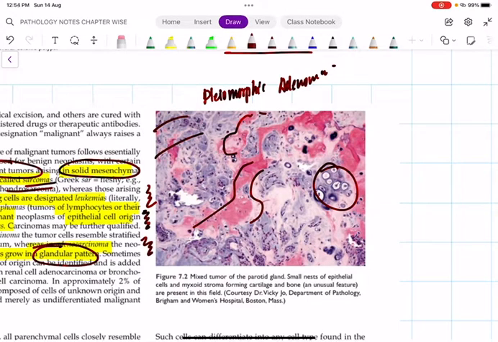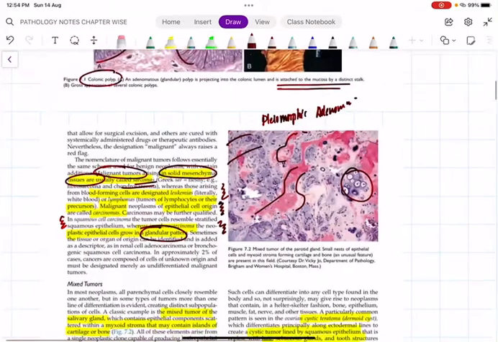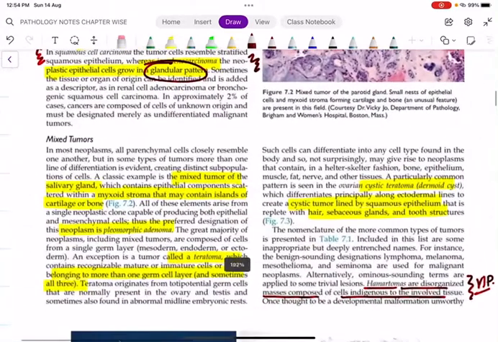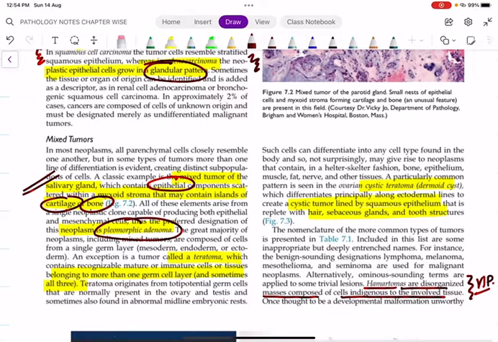It is also called a mixed tumor of the salivary gland. So the classical example of the mixed tumor is having a myxoid stroma. Myxoid stroma means it has an epithelial component. It may have cartilage or bone. It may also have a fibroblastic component. So that is why they are called mixed tumors. And the classical example of mixed tumor is what we call the pleomorphic adenoma of the salivary gland.